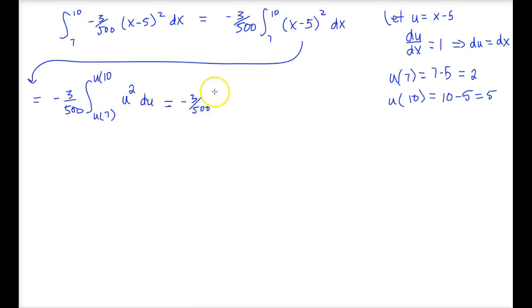Of course, our u of 7 is just 2. Our u of 10 here is just 5. And so now by doing this, whenever I find out the answer for this part, I do not have to worry about substituting back x minus 5 for u.